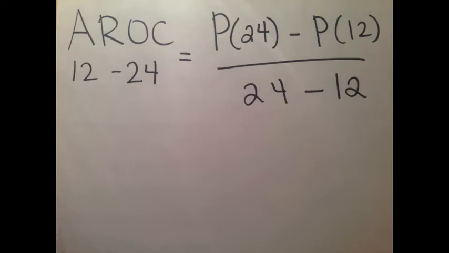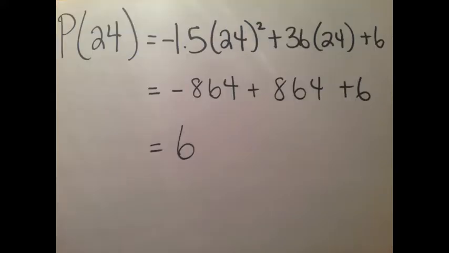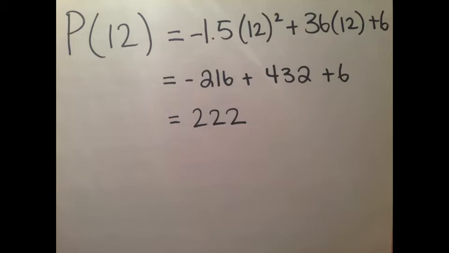Let's start by solving for P24. Now let's plug in our new t-value of 24 into our original equation to solve for P24. Now that we have plugged in our value of 24 into our original equation, let's solve for P24. Now that we have solved for P24 and got a solution of 6, let's move on to solve for P12.